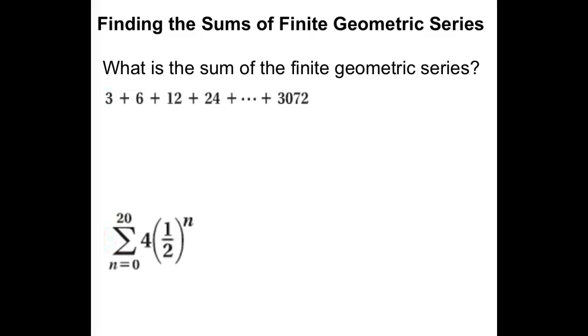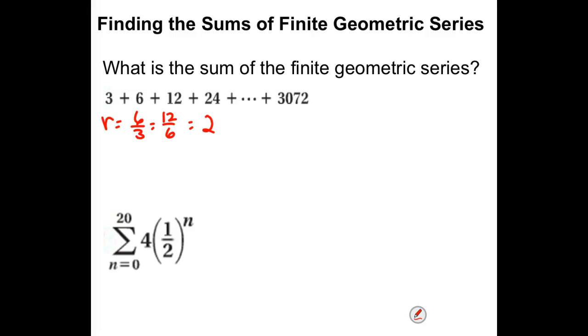It says, what is the sum of the finite geometric series? If I hadn't told you it was geometric, would you know? Would you be able to look at that and tell? All right, what is it that you're looking for? What is it that we're multiplying by, or that common ratio? 2. So we did 6 divided by 3, 12 divided by 6, right? We got 2 for all of those. So it is our common ratio.